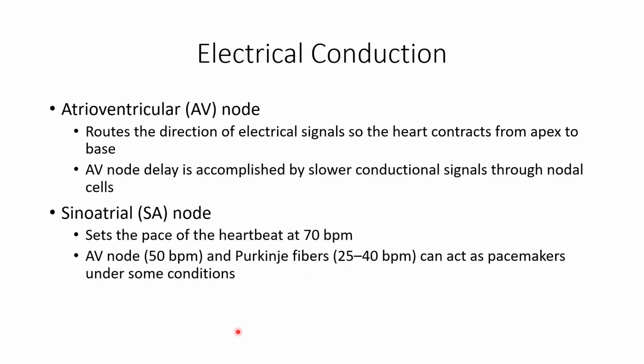Our sinoatrial node is the fastest of all of our nodal pathways. It sets the pace of the heart, which is roughly on average about 70 beats per minute. That's how, 70 times a minute, those nodes are going to depolarize themselves and generate an action potential. AV nodes are a little bit slower, about 50 beats per minute. And then the Purkinje fibers are the slowest. They would generate their own at somewhere around 30 beats per minute.